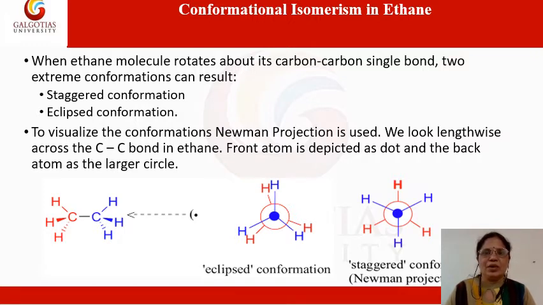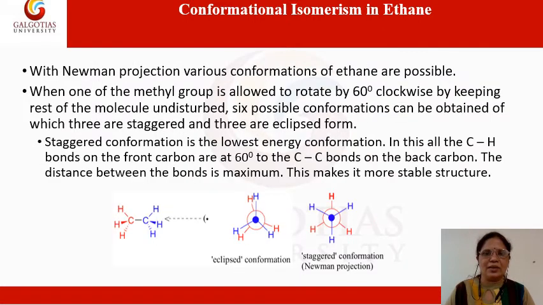Here we should look at the molecule lengthwise across the carbon-carbon bond in ethane. So instead of viewing from the front, we can view it across the molecule. The front atom can be depicted as a dot and the back atom as a larger circle. So with Newman projection, various conformations of ethane can be drawn. We will study basically two conformations.